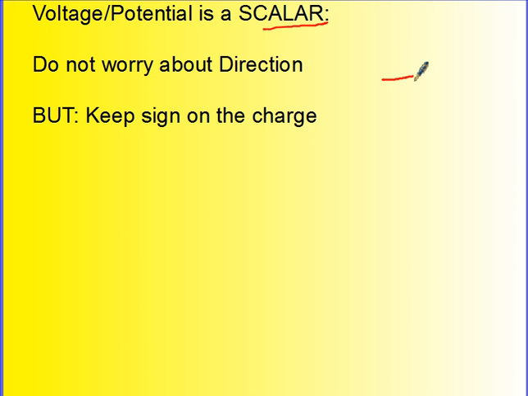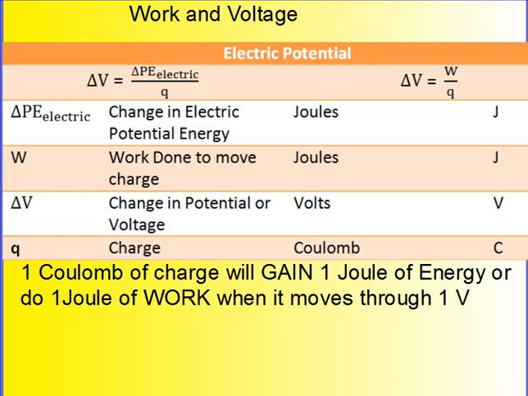So even though you have an electric field, which is a vector, the voltage is a scalar. So don't worry about the direction, but do keep track of sign, because you can have a positive voltage or a negative voltage, depending upon whether you have a positive charge or negative charge moving in your field. Now, what if we looked at the work done?